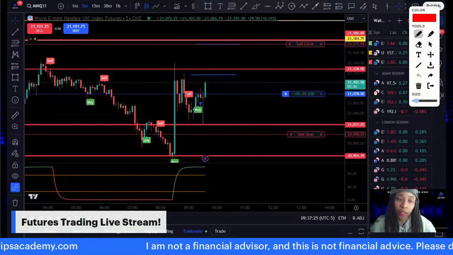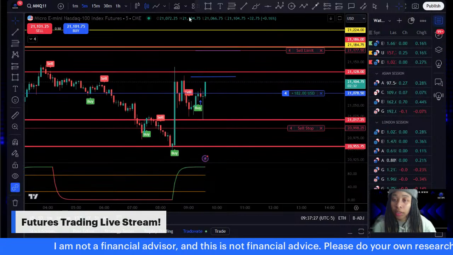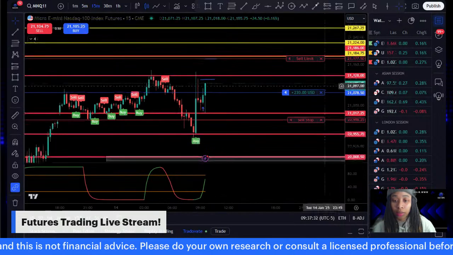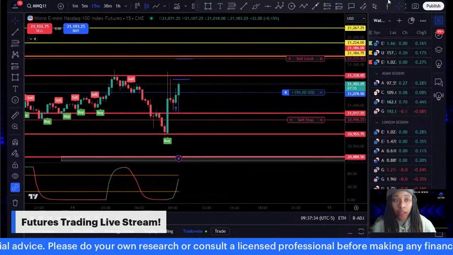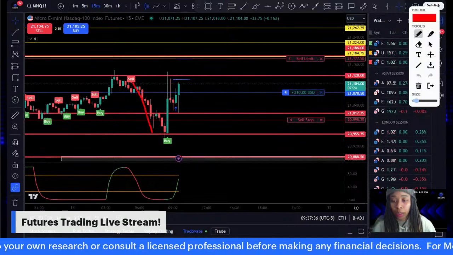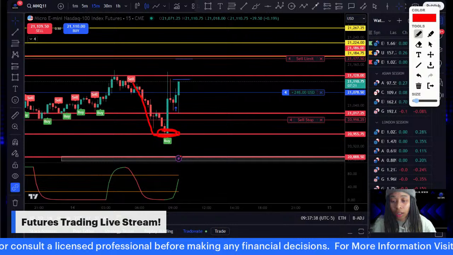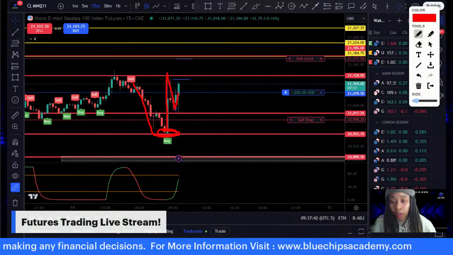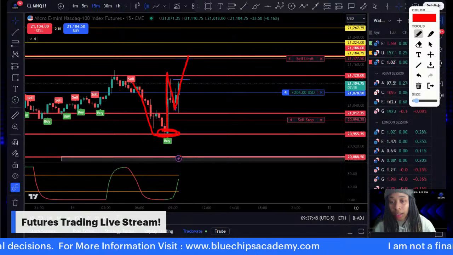I'm thinking this might be a pullback on the higher time frame. Let's go to the 15-minute real quick and take a look at it. Yeah, that looks good, guys. So we had downward movement here. Price responded strongly here on news. It pulled back here. Hopefully we can get continuation to at least this level right here.